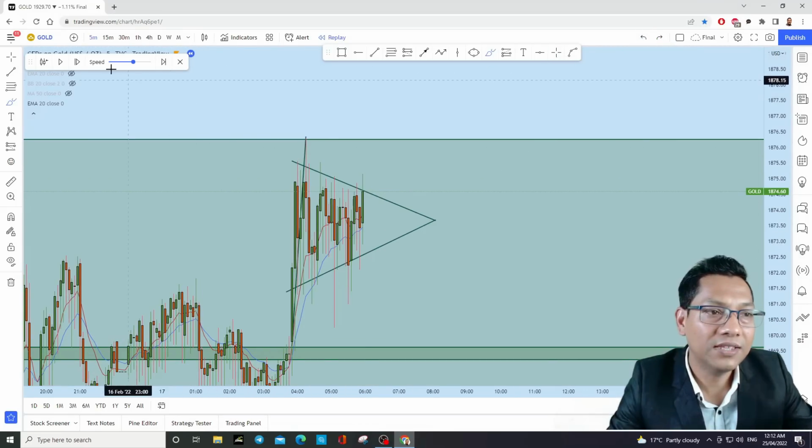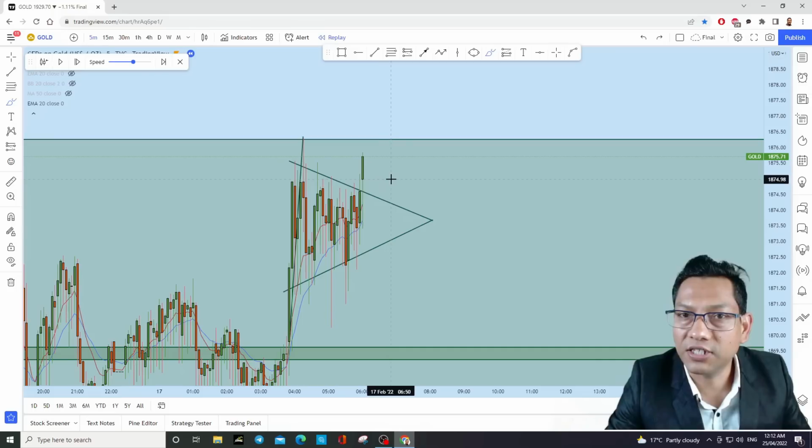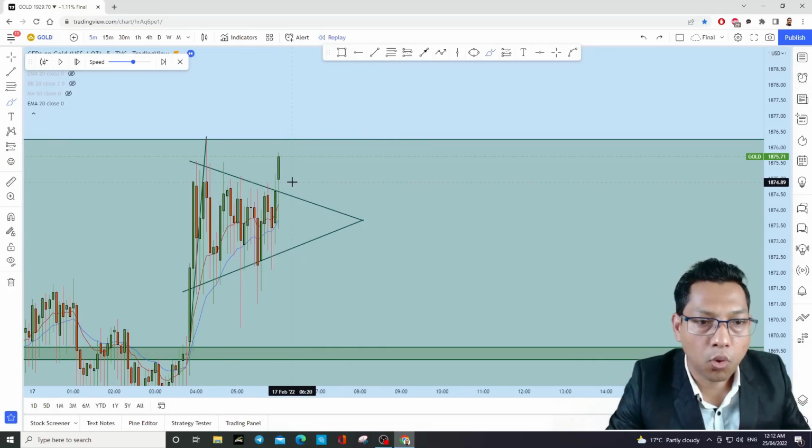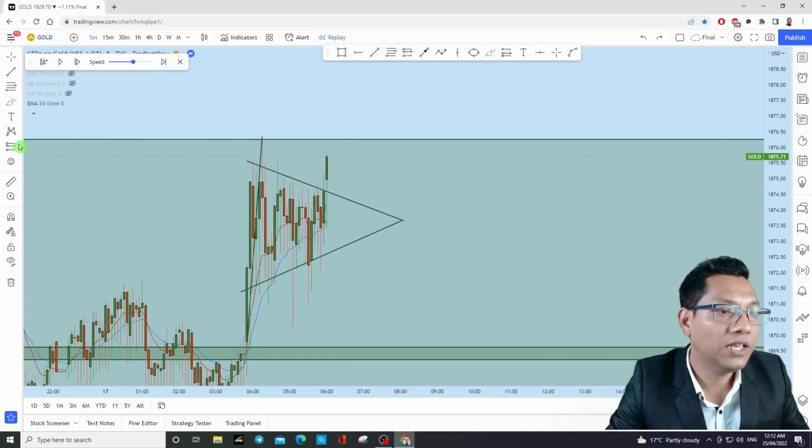So now let's continue. Okay, we saw that it already broke out of the structure. The price broke out of this structure with this 5 minutes candle. You see this is clearly broken out. So let's now place our pending order.